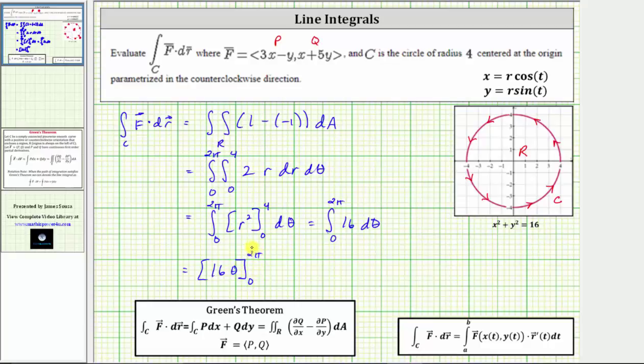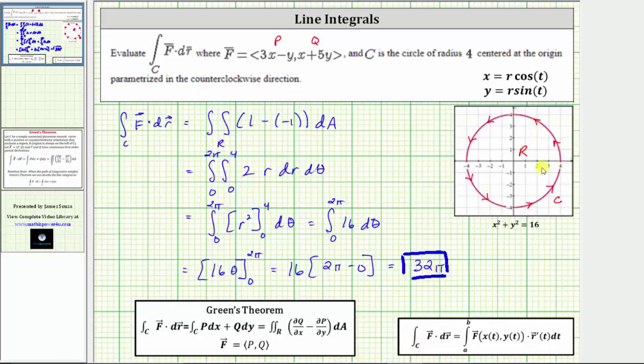And now we find big F of b minus big F of a one more time. Factoring out the 16, we have 16 times the quantity 2 pi minus 0, which gives us 16 times 2 pi, which is equal to 32 pi, which is the same value we found in the previous video using the definition of the line integral. And again, we can think of this value as the amount of work the force field does on a particle as it travels around the curve C with a counterclockwise orientation.